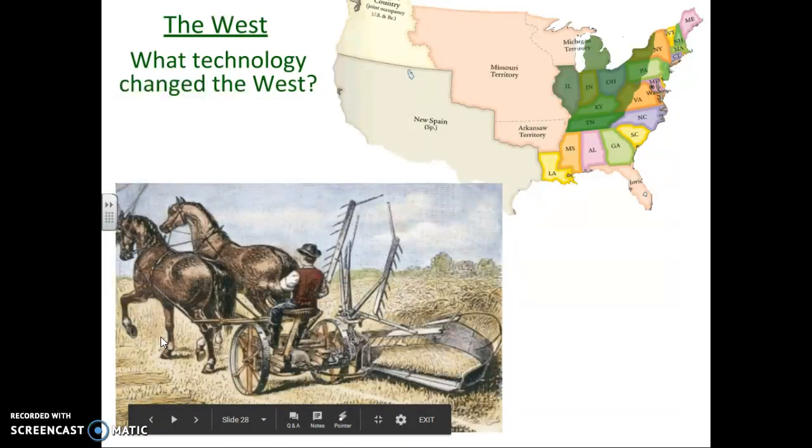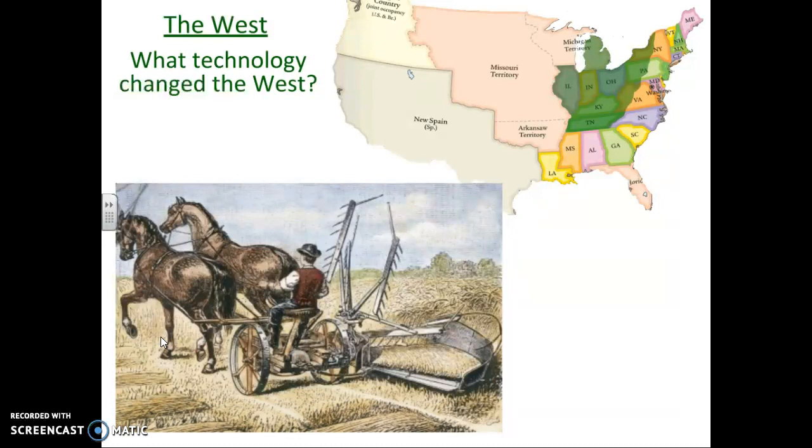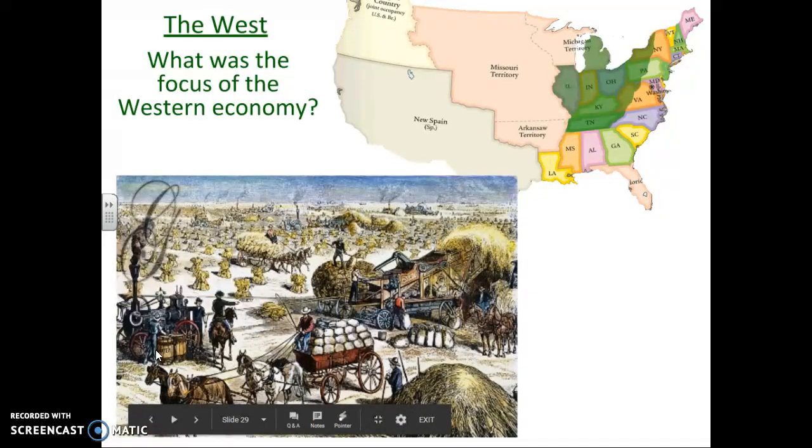All right, so the last region of the United States we're going to take a look at is the West. If we look at the picture here and take a look at what technology changed the West, we're going to see that new farming materials like the steel plow and the reaper are going to allow for large amounts of farming to be done on small areas of land.